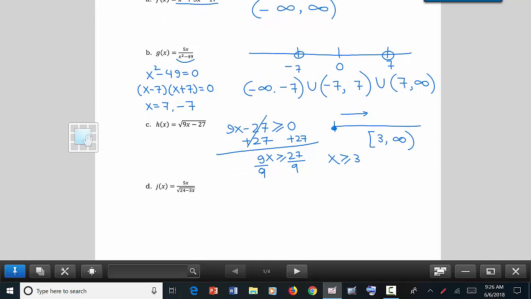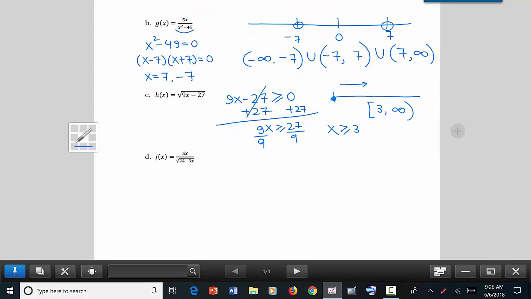Number D. We have to be careful on number D. It has a radical, that is the first issue, and not only a radical, it is on the bottom. So that means the expression under the radical, 24 minus 3x, should be either bigger than or equal to 0, but since it is on the bottom, it cannot be 0, so we should have strictly bigger than 0. That is the difference between number C and number D.